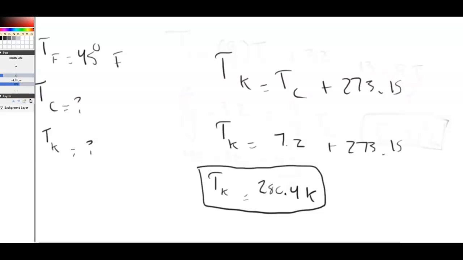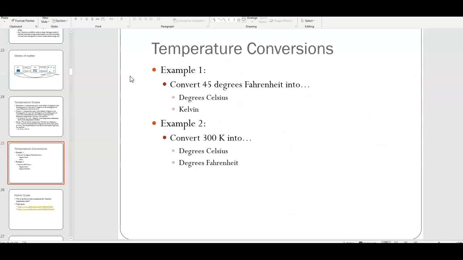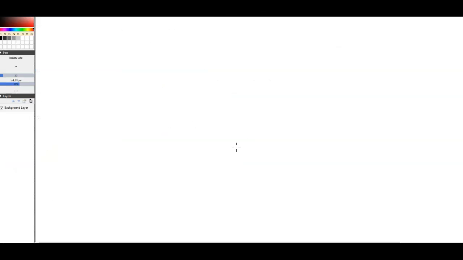Okay, so I'm going to clear the screen. And we'll just do one more quick example. Example 2, convert 300 Kelvin into Celsius and Fahrenheit. So we have TK equals 300 Kelvin. And this is really basic stuff. But I just want to make sure, number one, you can do these conversions, and number two, you kind of have a feel for what these temperatures represent, so that if you're doing a problem and you get like 5,000 Kelvin, you realize what that means exactly.